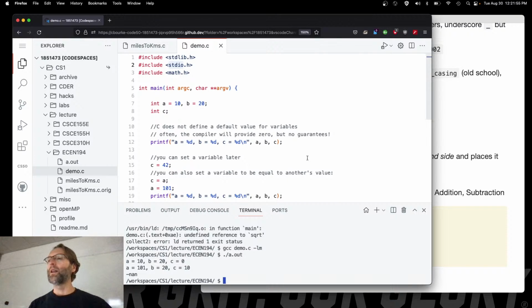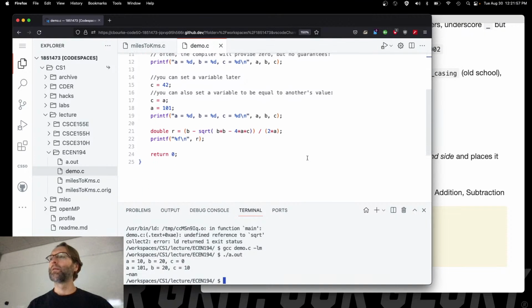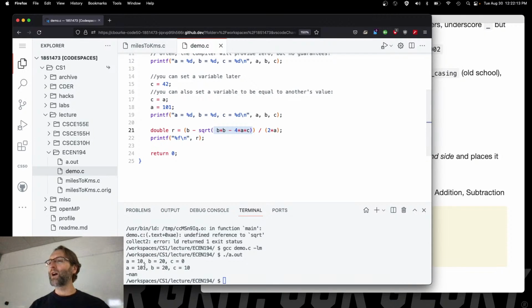Not a number. What happened? So, look at this radical right here. We call that the radical, right? Whatever's in the square root, B squared minus 4AC. Well, let's think about what values gave us that. Well, 20 squared is going to be 400. 4 times 101, we're already above that. So what is this difference right here? Is it positive or negative? Negative. Can you take the square root of a negative number? No. Yes, you can in math, but this ain't math, right?